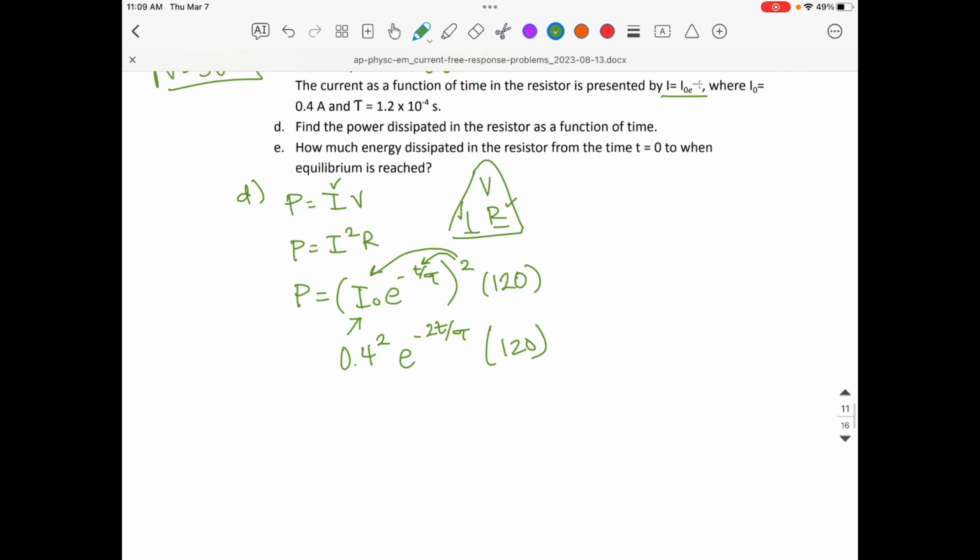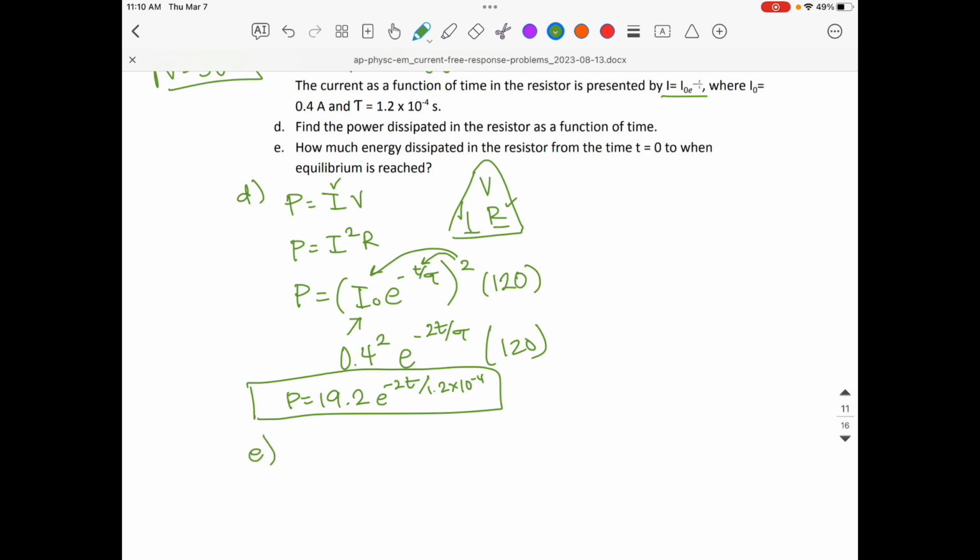So if we multiply the constants, we end up with 19.2, I believe. Power is equal to 19.2 e to the negative 2t over tau. The tau is given. That's actually 1.2 times 10 to the negative 4 seconds. And so this is going to be my power equation with respect to time.